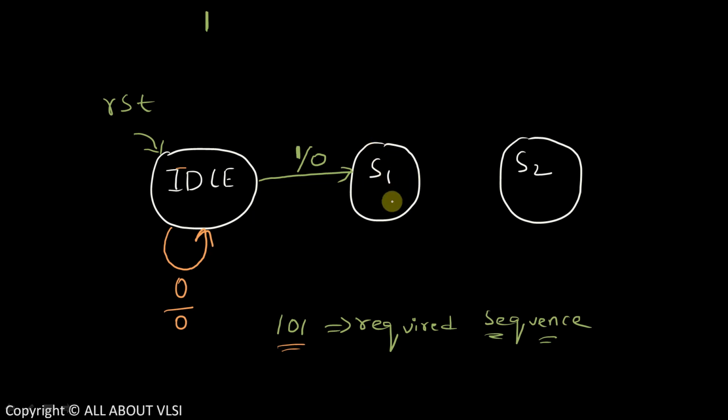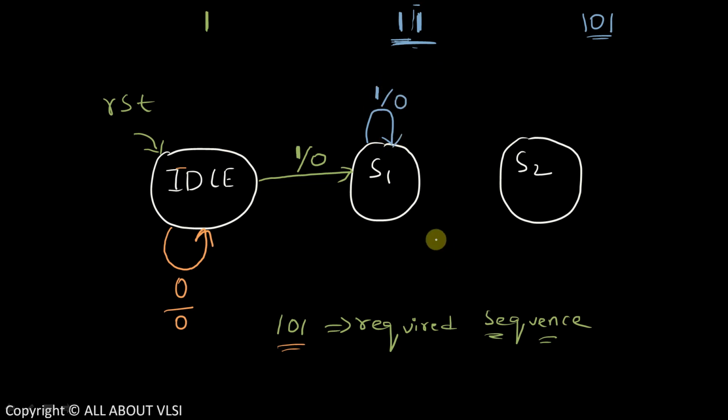Let's say your input is equal to 1 when you are in S1 state. You had already got 1, and again you have got 1, so you have got the sequence 1 1. But your required sequence is 101, so you cannot proceed to the next state S2. What you can do is go to either idle state or stay in the same state. If you stay in the same state, you can reutilize this 1 bit and build 101. So I'm going to stay in the same state with my output equal to 0.